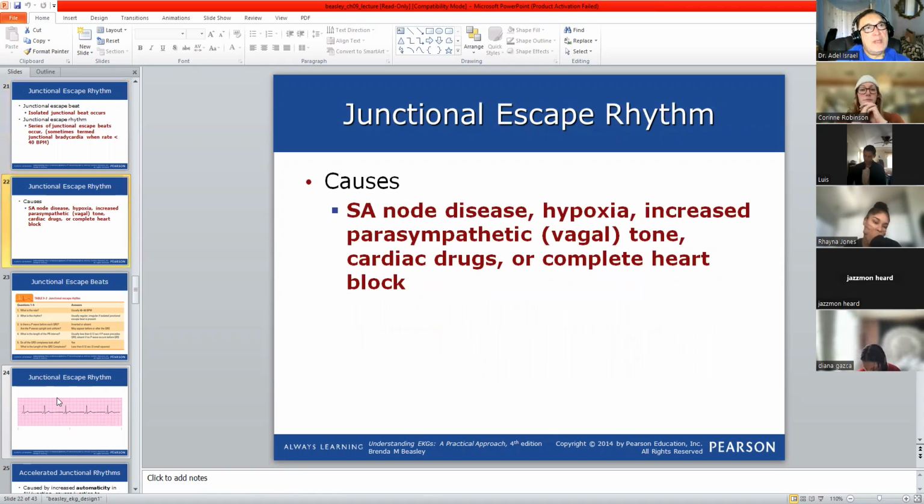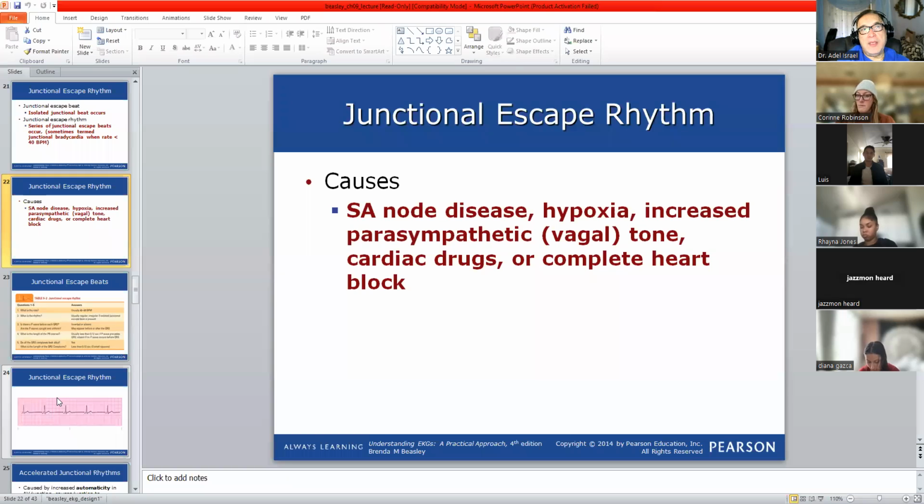Then, what is the cause of escape, junctional escape rhythm? The SA node disease. This is why the SA node is diseased, so it is not in charge to produce the inputs, like hypoxia. And I need you to know what we mean by the word hypoxia. Hypo means below or decreased. Oxia is for oxygen. So hypoxia is decreased oxygen in the blood.